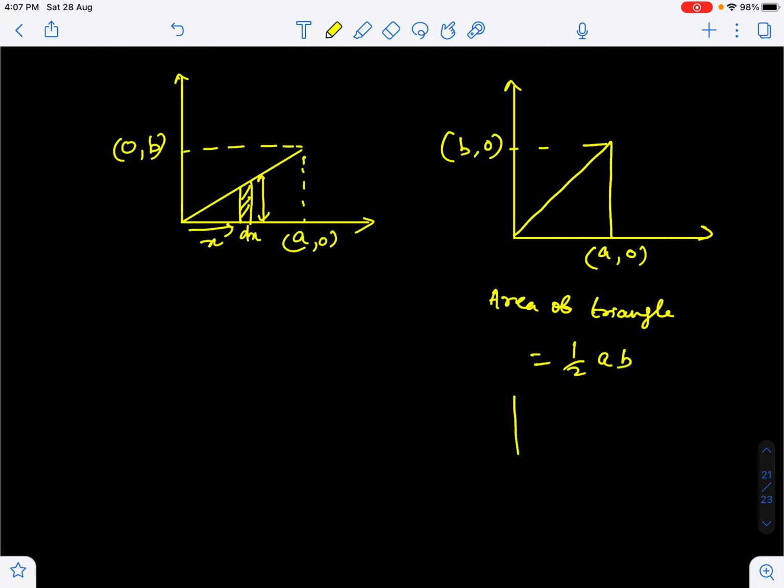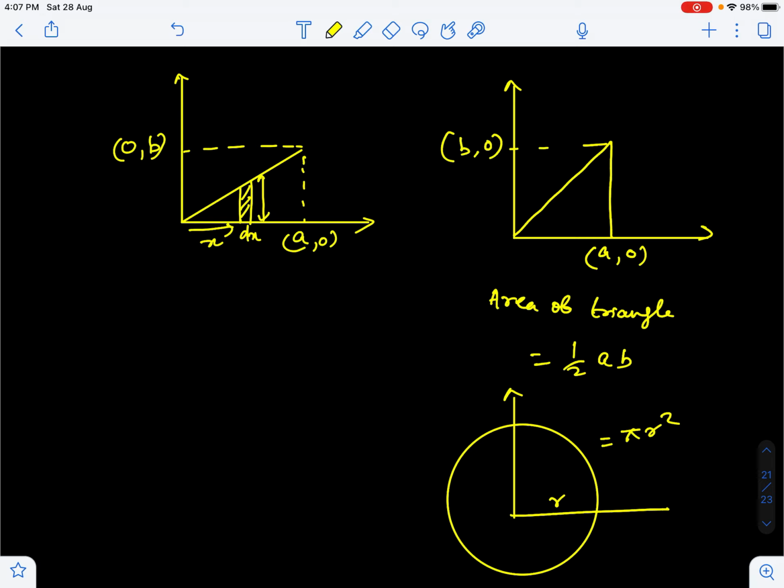Or if I ask you what is the area of this circle of radius r, you can say, sir, the area is pi r square. But have you ever thought how this formula, half ab or pi r square, comes?